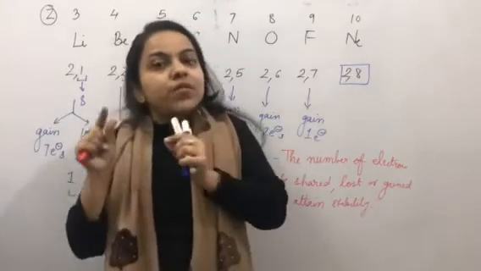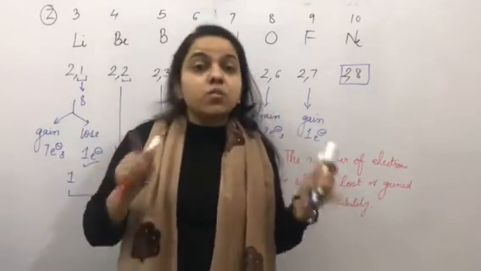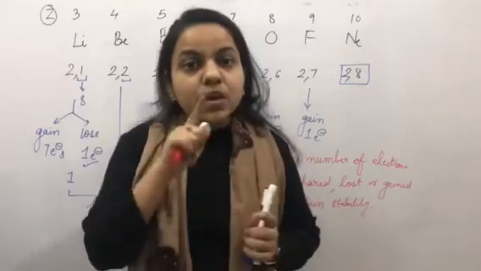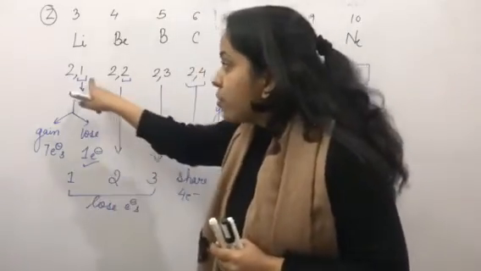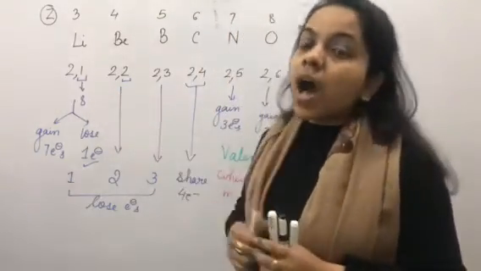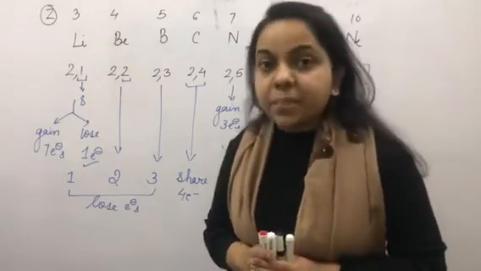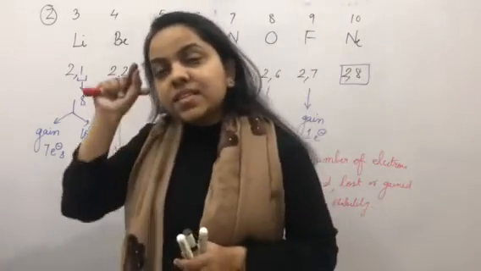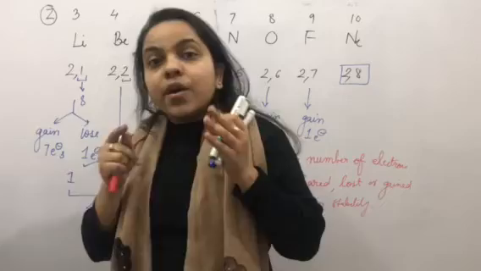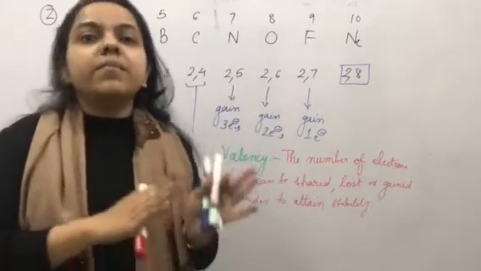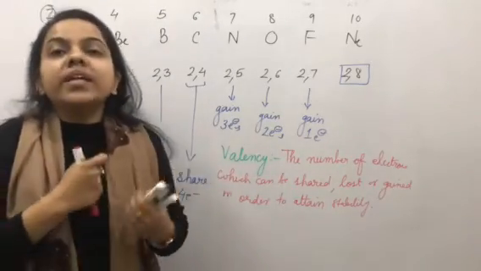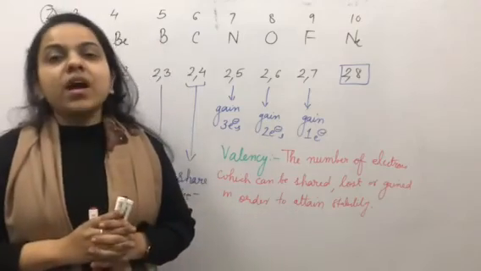Don't confuse the word valency with valence electrons, because valence electrons are the electrons which are present in the outermost shell of an atom. And valency represents the need of electrons in an atom to attain its stability.